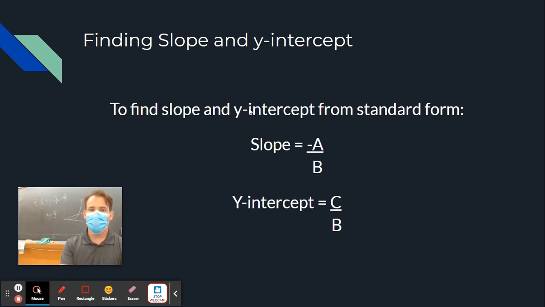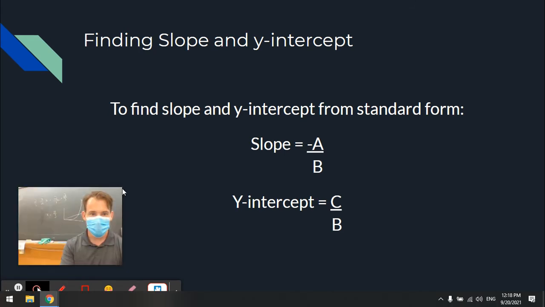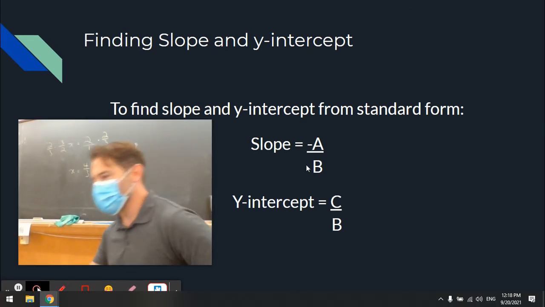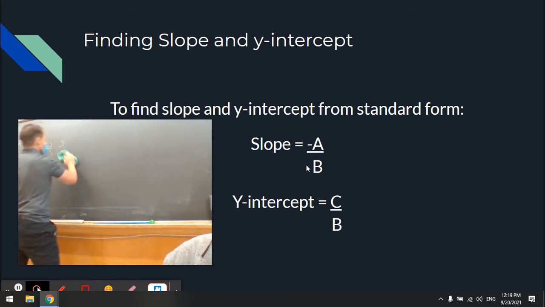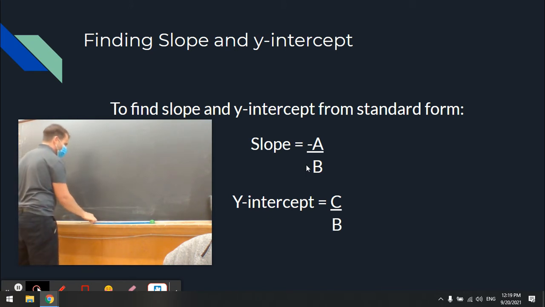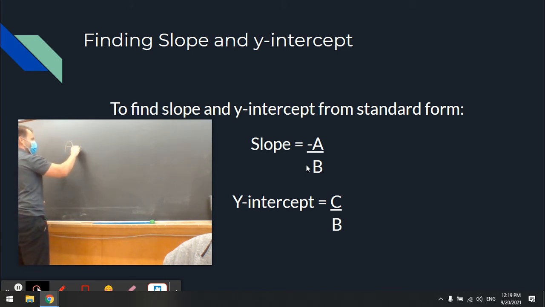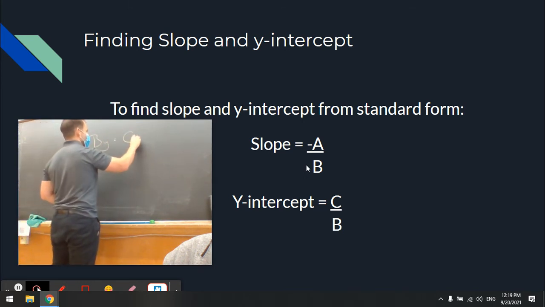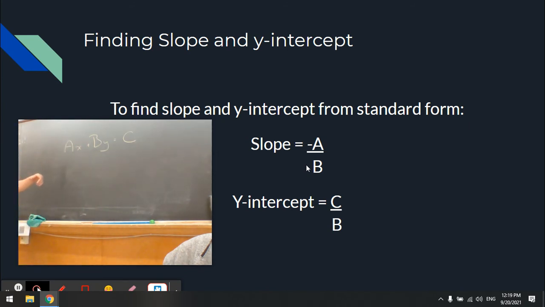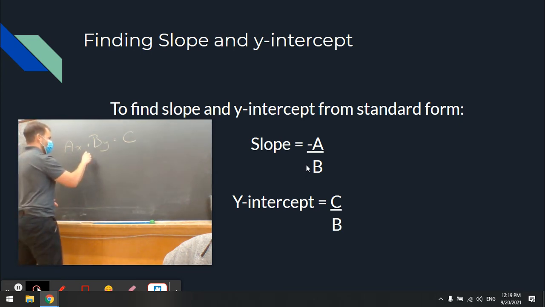So finding the slope and the y-intercept. So we find the slope and the y-intercept from standard form. We'll find it's always these two things. And let me prove it to you on the board. So here, if we're in standard form, if I have any line in standard form, it looks like this. A multiplied by x plus b multiplied by y is equal to c. Okay? Ax plus by equals c, standard form of a line. Now, if I want to convert this to y equals mx plus b, I'm first going to subtract ax from both sides.